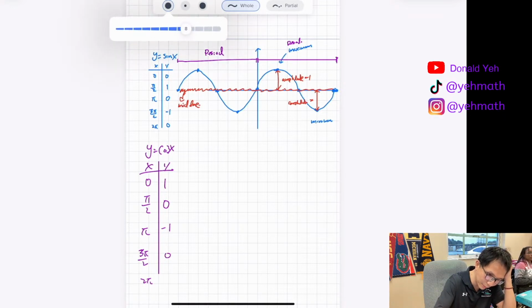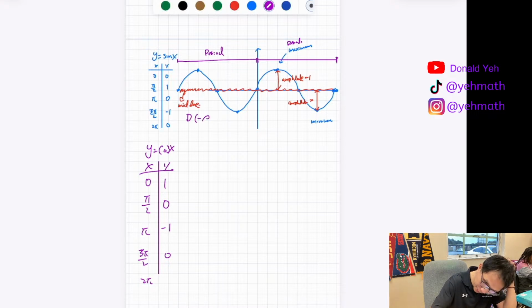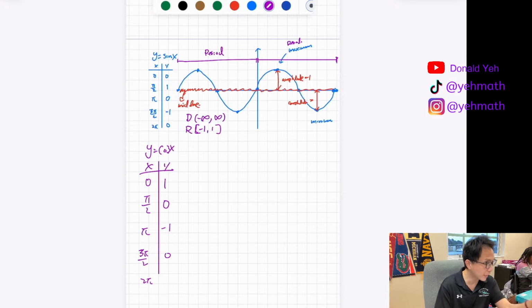What is the domain of the sine function? Domain is negative infinity to infinity. And range is going to be what? -1 to 1. Okay, so that's all the information you need to know. One last thing I need you to know for the sine function.